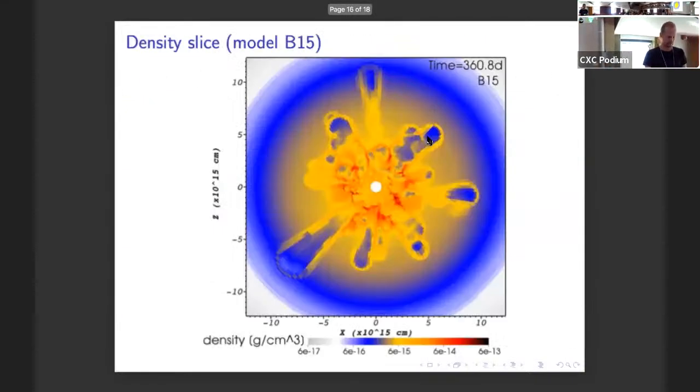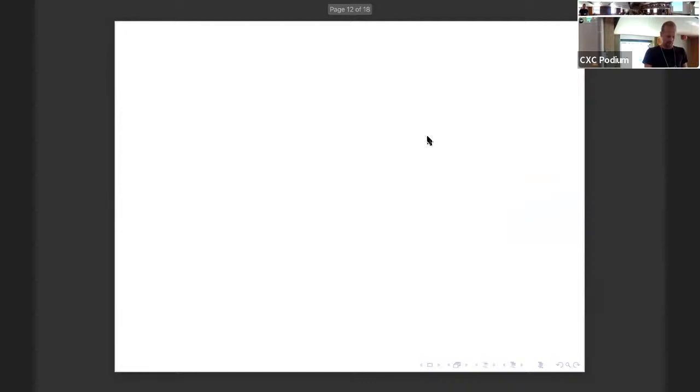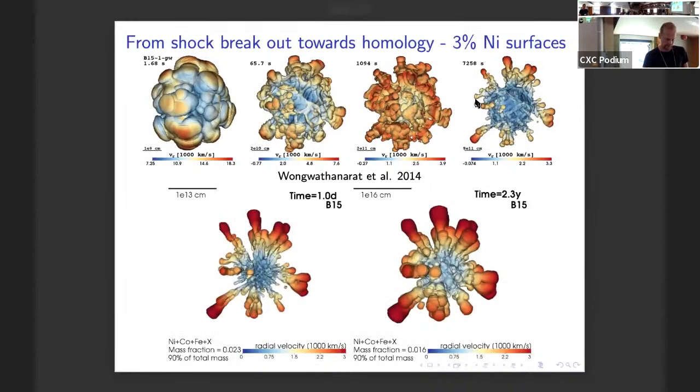You can see it. The timescale was roughly around these 7,000 seconds here. I think this plot was roughly shortly before the shock breakout, if I remember correctly.